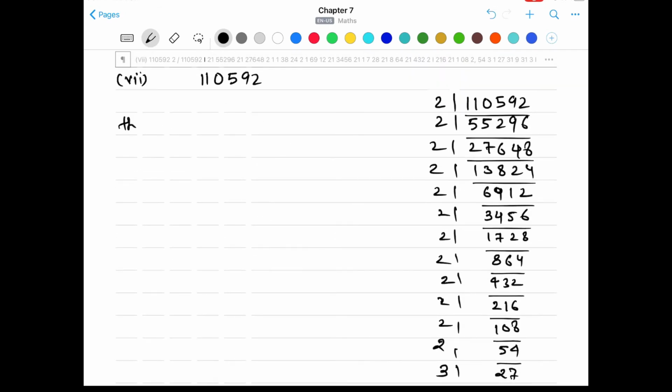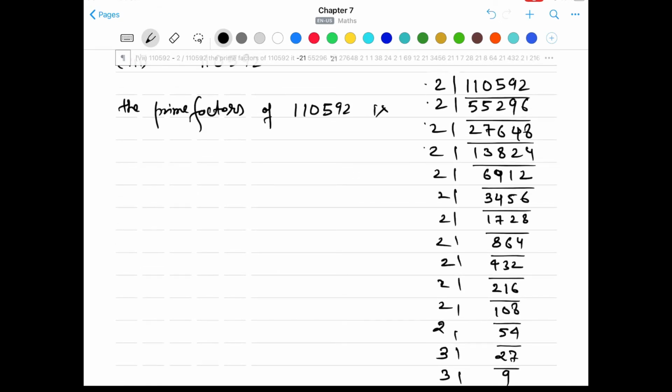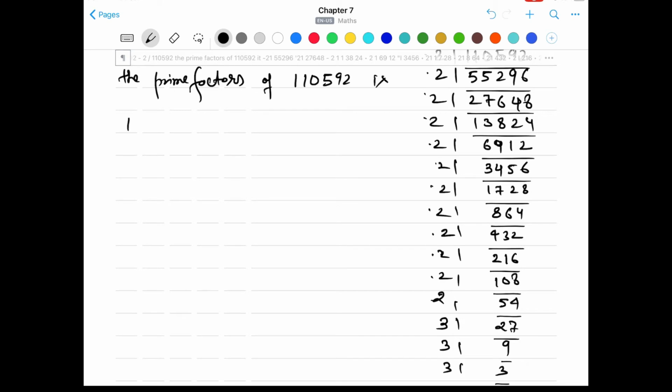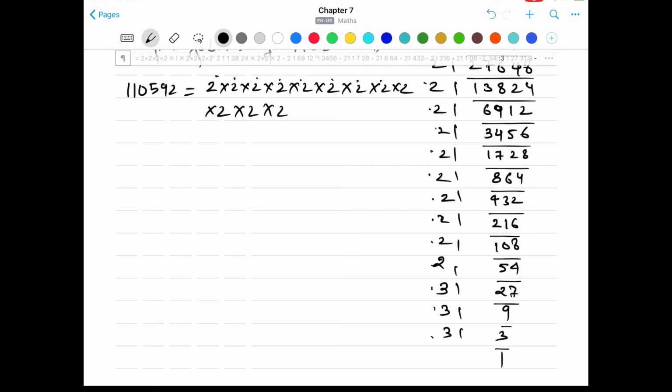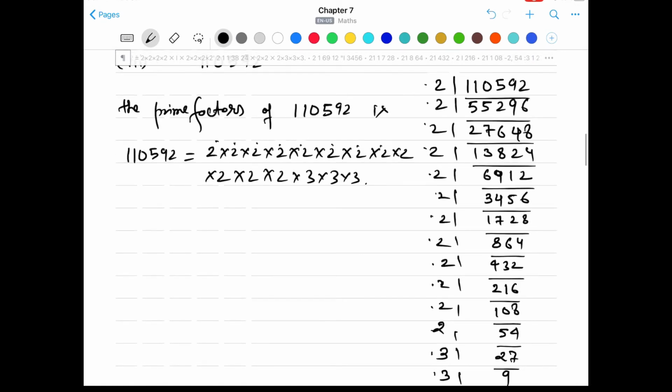So I'll write the prime factors of 110592. Let's count the number of 2s. We have 1, 2, 3, 4, 5, 6, 7, 8, 9, 10, 11 and 12. The number 2 appears 12 times. So 110592 equals 2 into 2 into 2, twelve times. After that we have 3 three times, so 3 into 3 into 3. These are the prime factors of 110592. Now again let's look for the triplets.